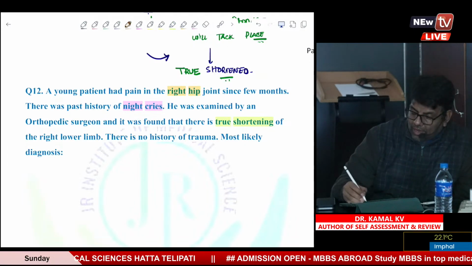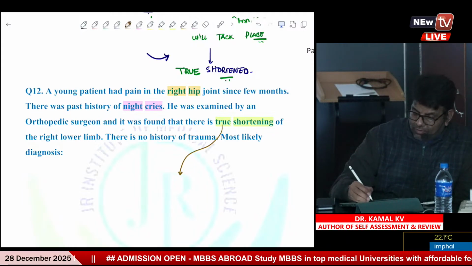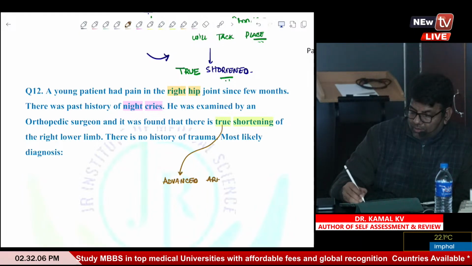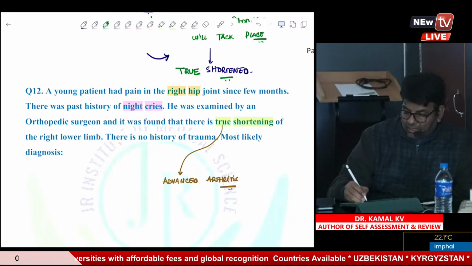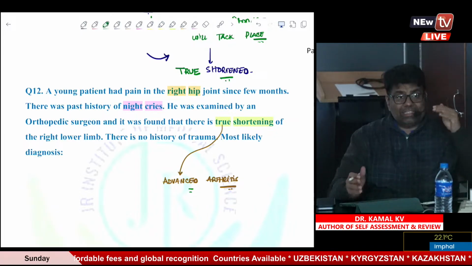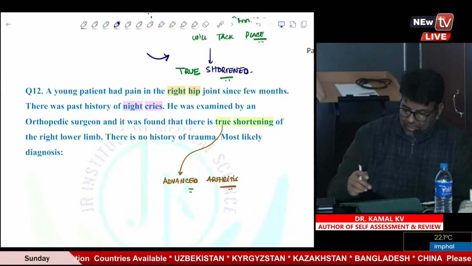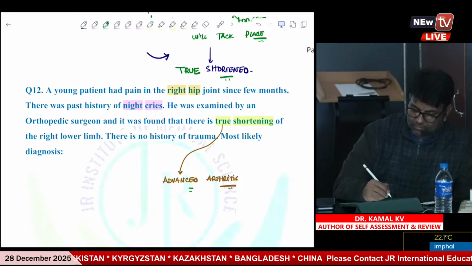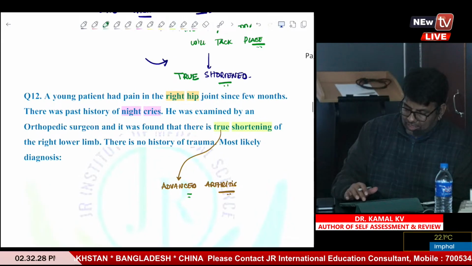The moment you have the word true shortening, which stage can you think of? Very good, advanced arthritis. Because remember, a limb can only become short, it can never lengthen. And shortening will be true if it is actually causing damage to the length of the bone. So in advanced arthritis, there is damage to the head of femur, and therefore the total length will decrease. So this is advanced arthritis.